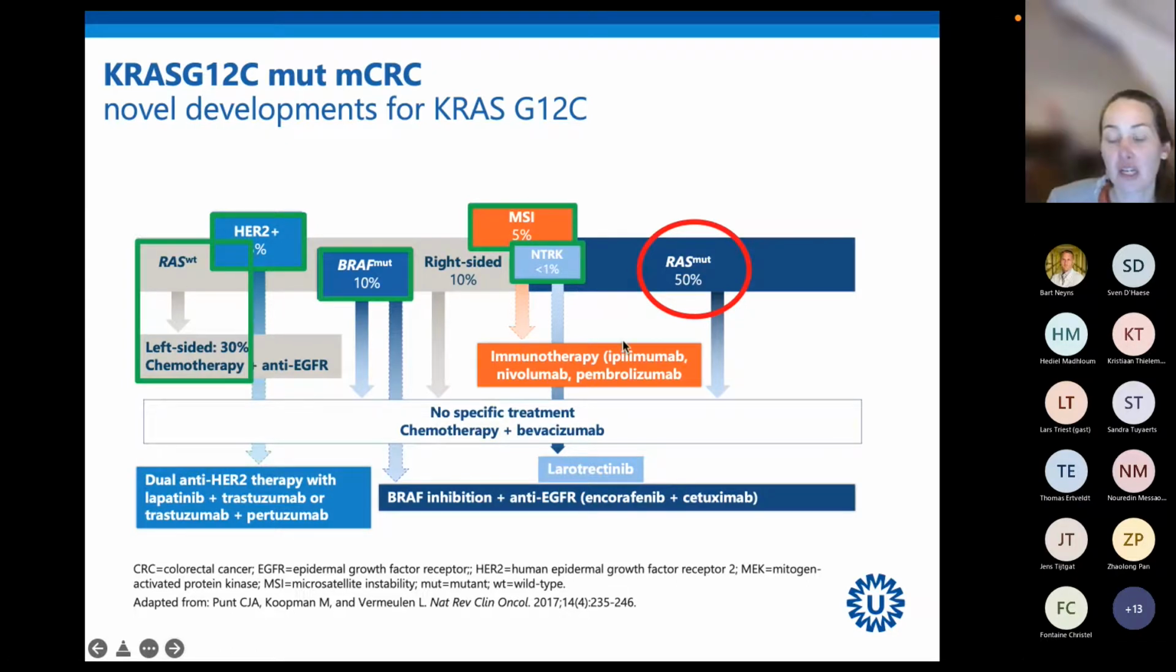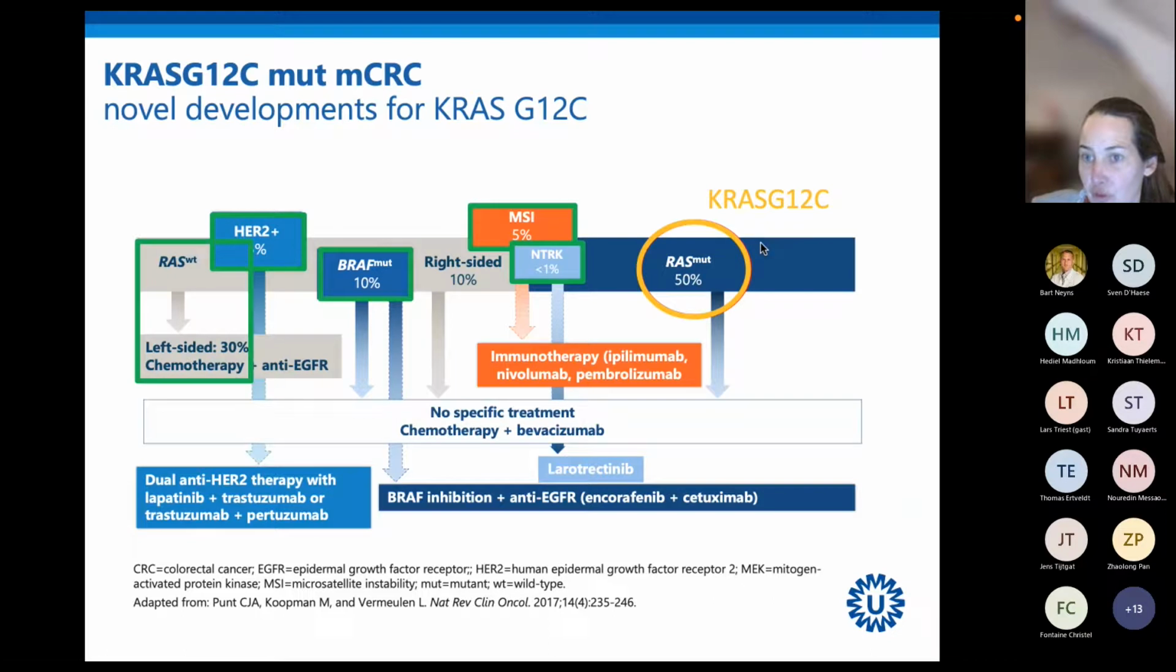Then we have a very large group of metastatic colorectal cancer patients, RAS mutated. So that's approximately half of all patients with colorectal cancer has a RAS mutation. And we don't have a targeted treatment option for general RAS mutation. So these patients will get chemotherapy plus bevacizumab. But luckily, some news is coming for this group.